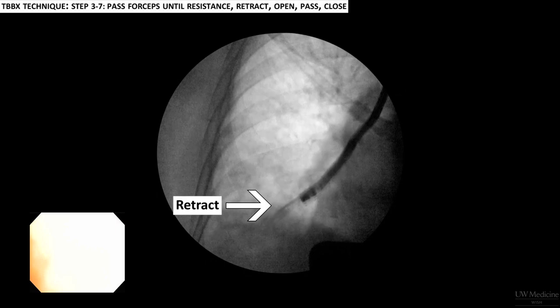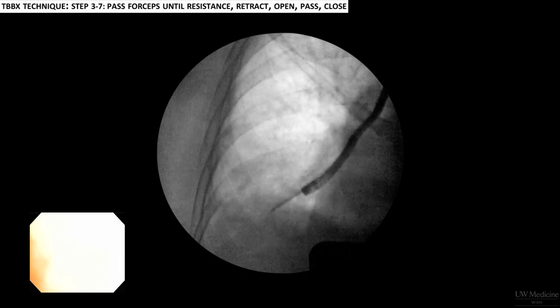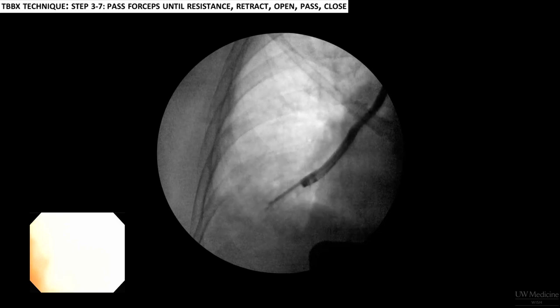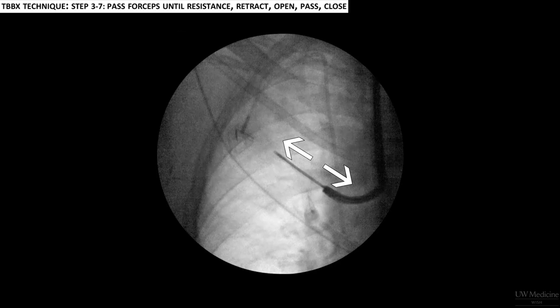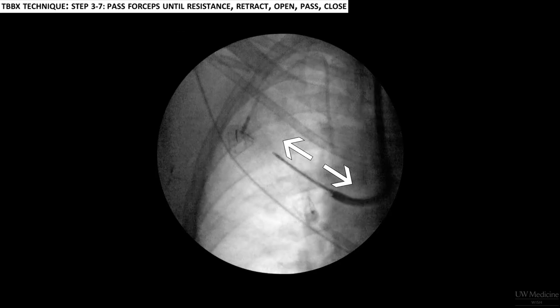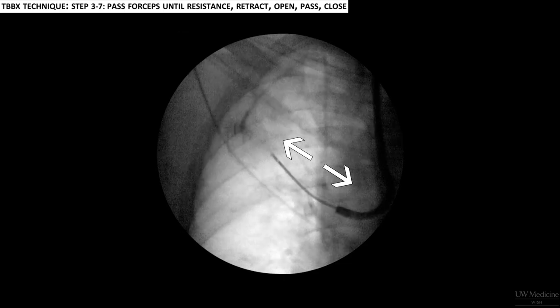Then retract the forceps a couple of centimetres. Next, open the forceps, and pass the open forceps a shorter distance than before, and until you feel gentle resistance. Then, close the forceps, pause for a moment, and then retract. Remember to pass the forceps gently. If you can see the bronchoscope moving away from the tip of the forceps, you are pushing too hard on the forceps and probably increase the risk of causing damage to the lung.